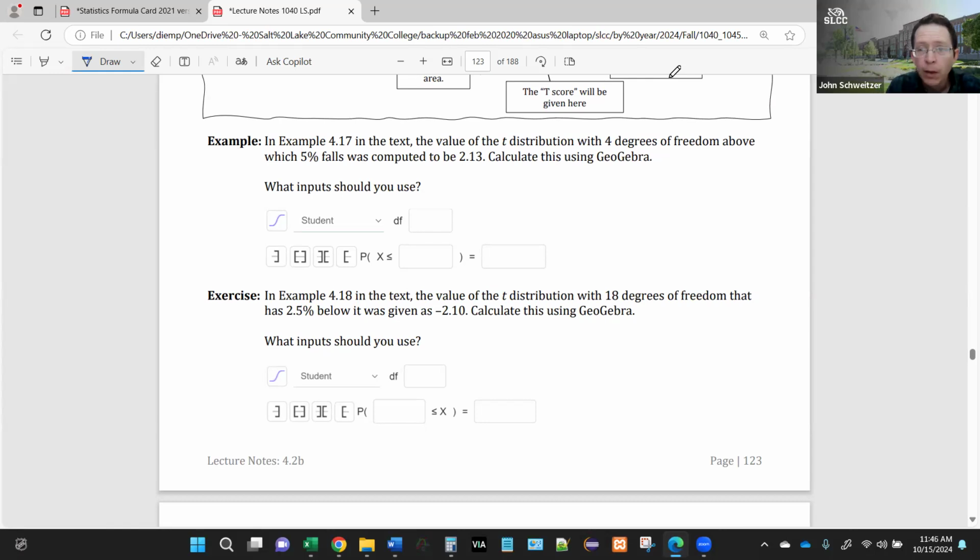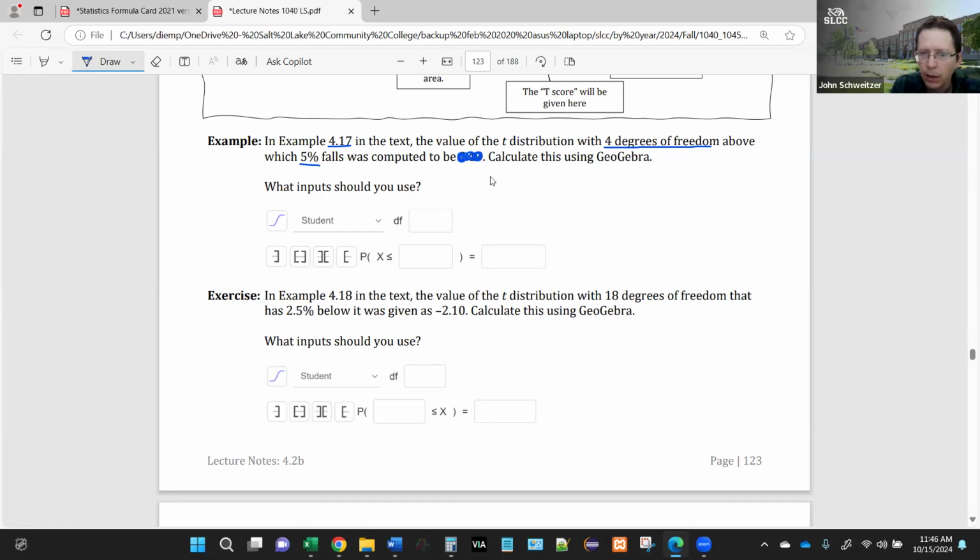This example comes from the textbook. This is example 4.17 in the text. We have a t-distribution with 4 degrees of freedom, and we want to find the 95th percentile in that distribution. We want to find the value such that only 5% is above that value. So it's the 95th percentile. It is computed to be, and we'll cover that up, pretend like we don't know what that is.